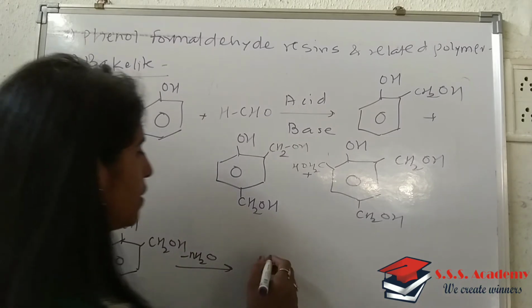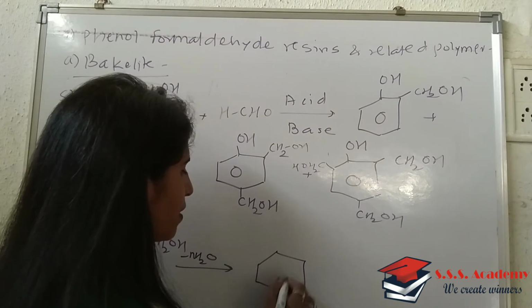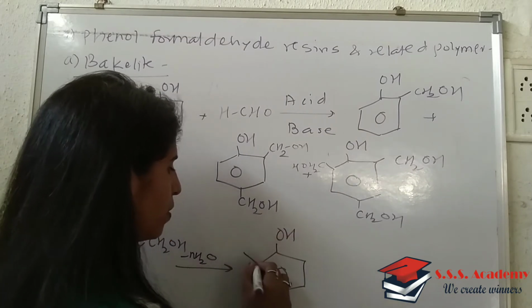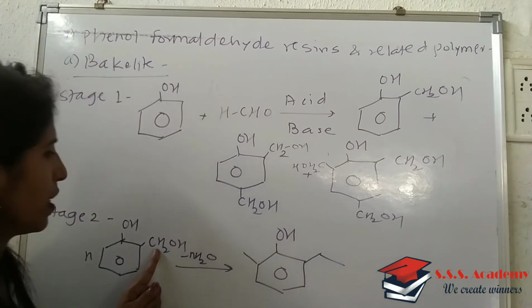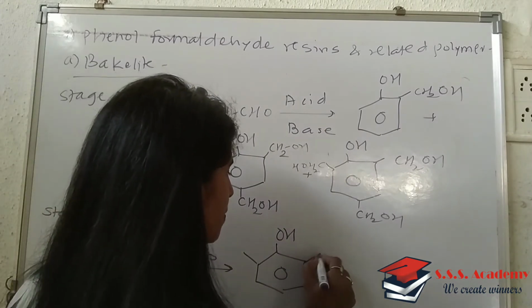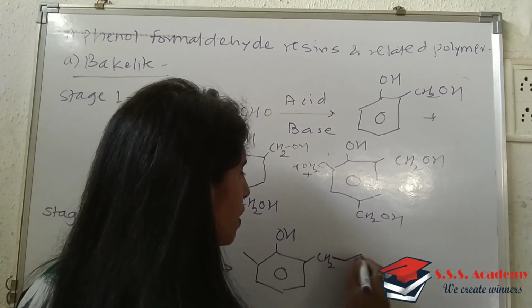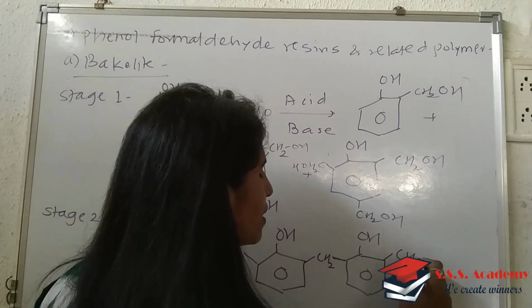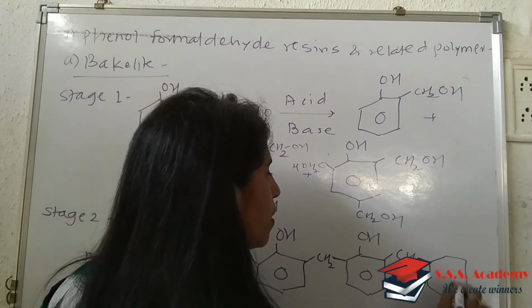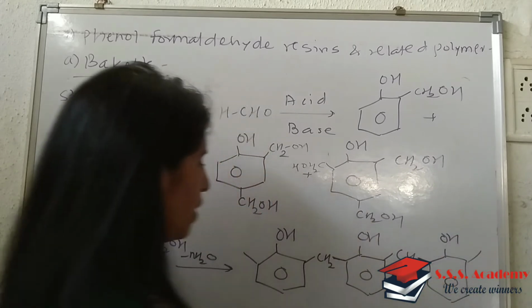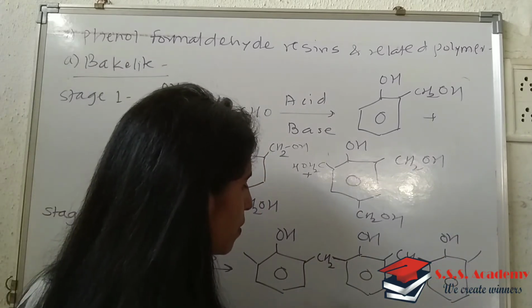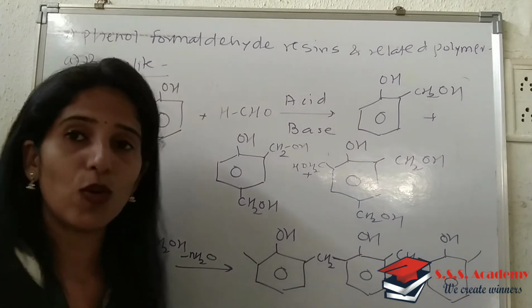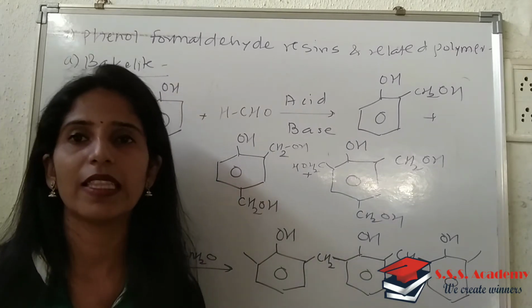What you will observe is the structure will be like this. This is OH, and this CH2 we are supposed to write over here. So this CH2, again we will have benzene ring with this OH, again this CH2 and so on, and this is nothing but novolac, the molding powder, which we are getting in this second stage.